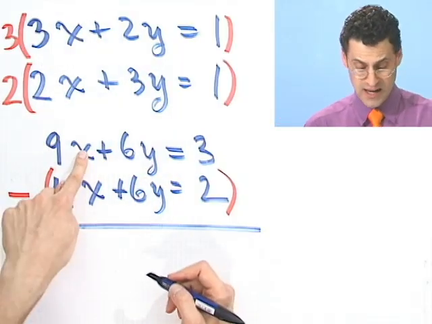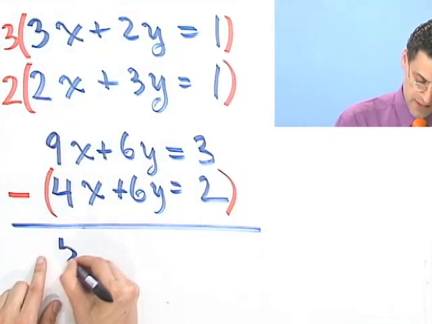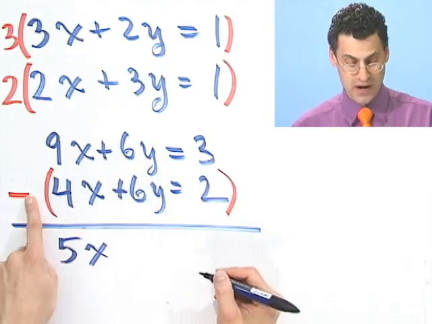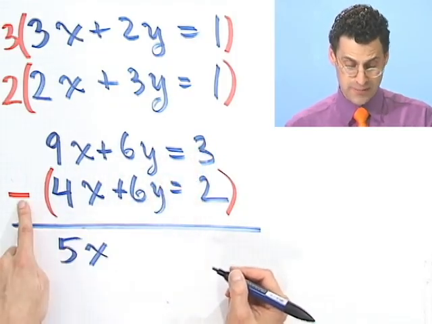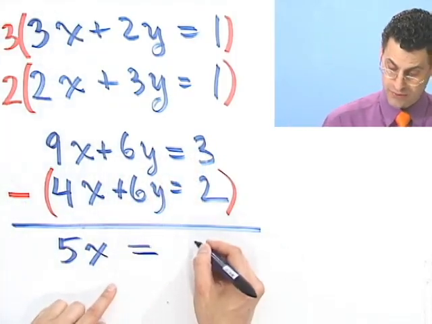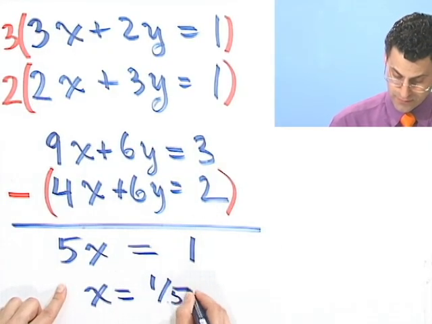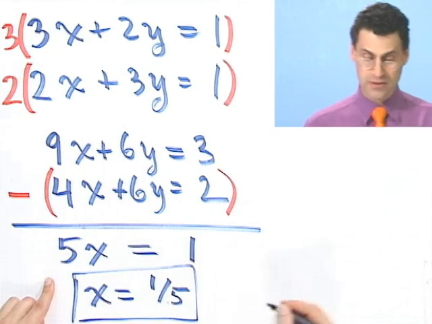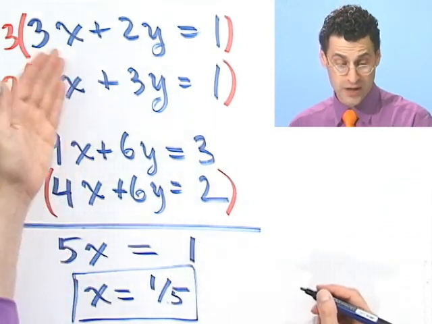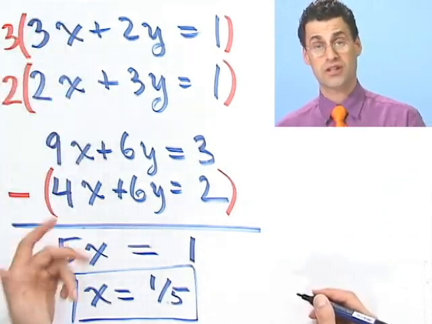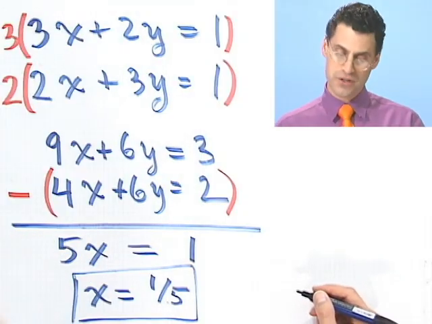So if I take 9x and subtract 4x, I'm left with 5x. 6y minus 6y is 0, and 3 minus 2 is equal to 1. So I see that x equals a fifth. So there's the x value. How can I find the y value? Just plug that x value into either of these original equations. Either one will give you the same answer, and you can solve for y.